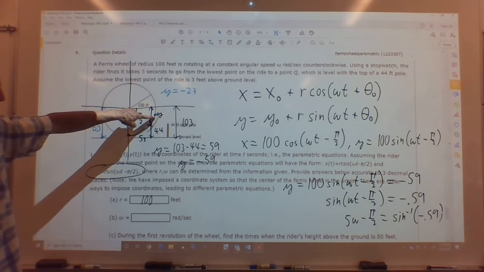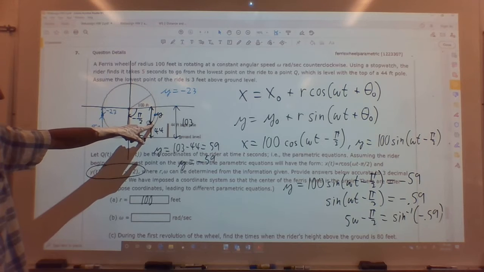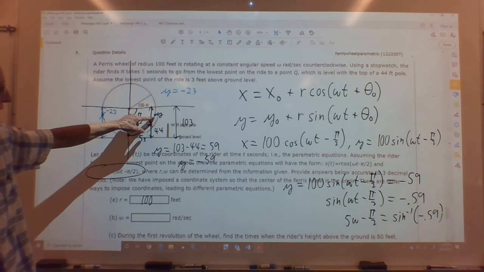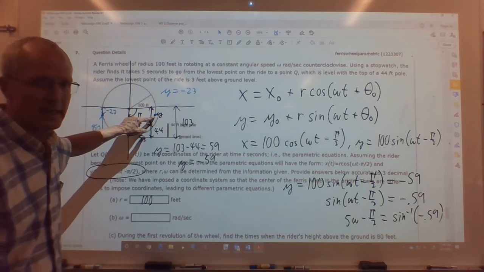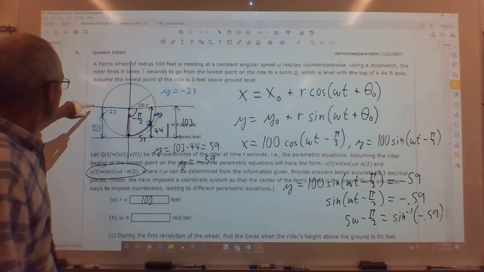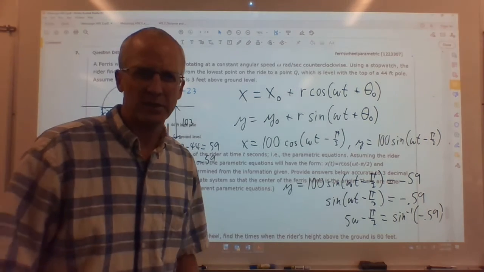Now we know it's going to be a little over 5 seconds. It took 5 seconds to get to 44 feet, so when it gets to 80 feet, it might be, I don't know, 8 or 9 seconds or something. Or at least mine was 5 seconds. And then it's going to be a while to get back over here. So you can kind of figure out roughly what the answer should be.